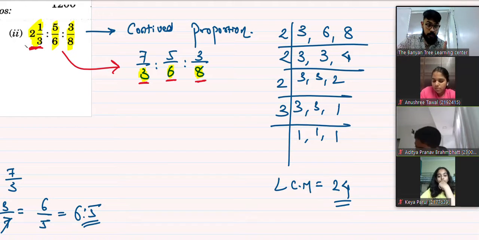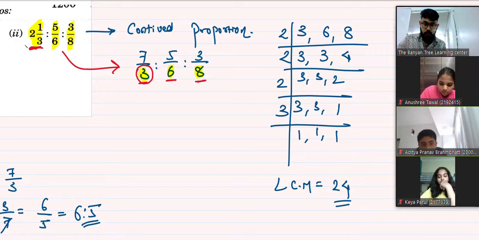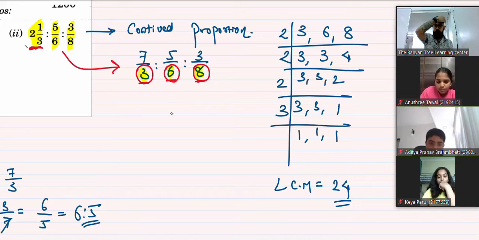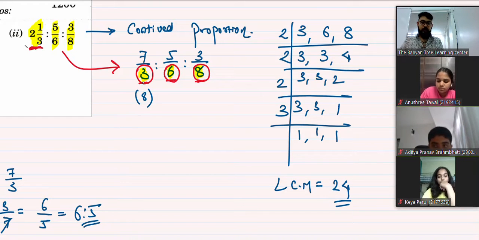Now remember this step. You have to convert each of the given denominators into 24, the LCM. Understand carefully what I am saying. This 3 has to become 24, this 6 has to become 24, and this 8 also has to become 24. We have to convert each one of them into 24. How? 3 multiplied by what? 8. 3 eights are 24. 6 multiplied by what? 4, to make 24. And 8 multiplied by what?